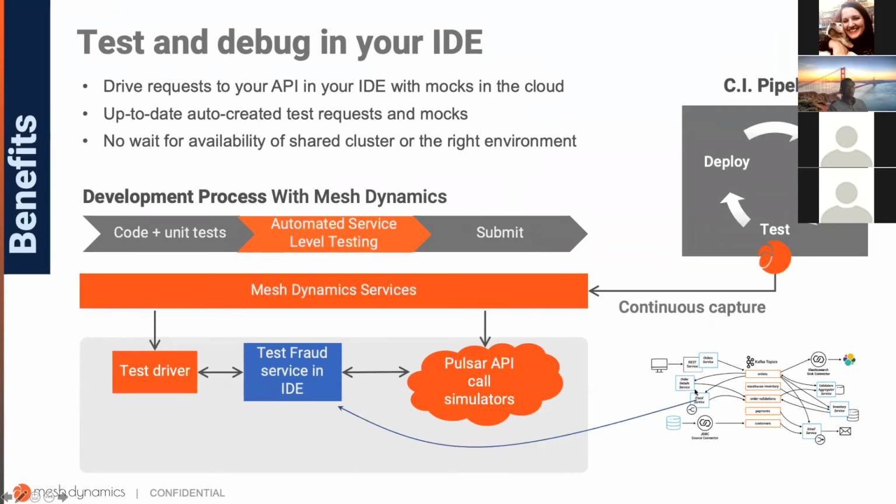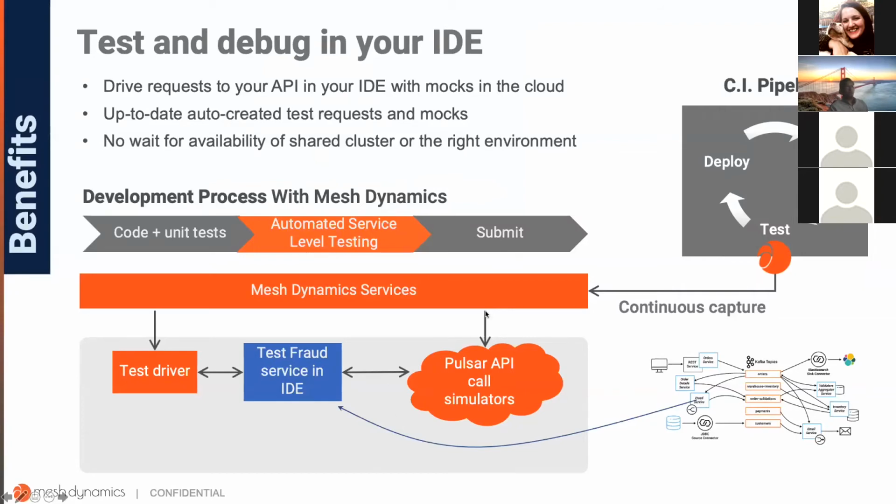Modifying the fraud service, I need to be able to bring up the fraud service, and make the changes in my IDE. I want to be able to pick out a good, comprehensive, representative set of test requests, and drive these requests to my service in the IDE. And if I depend on other services directly or some Pulsar API calls, I need simulators for those. I don't need to be setting up those services either in a shared cluster or on my local box, bringing them up and keeping them up to date and so on, right? So this is the ideal experience we would like.